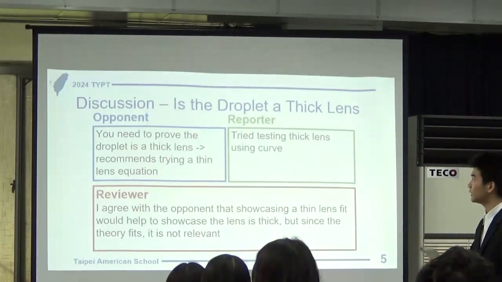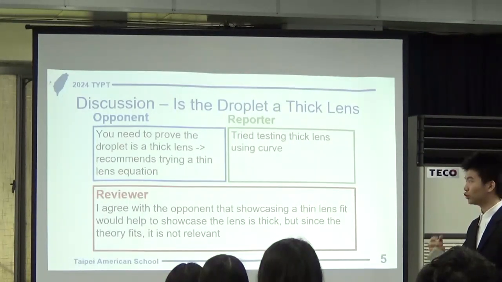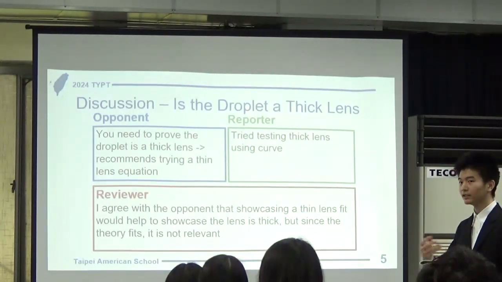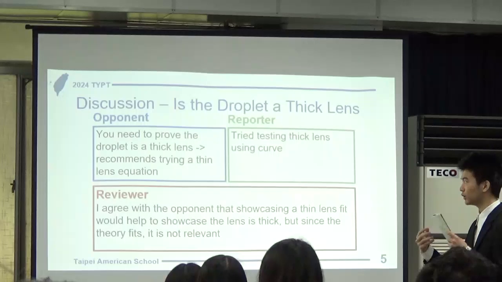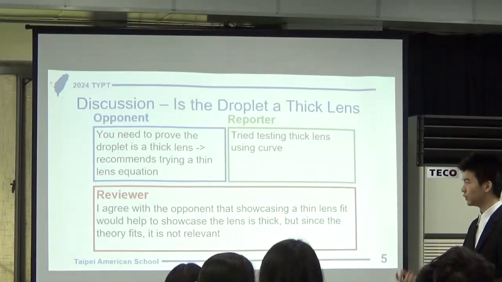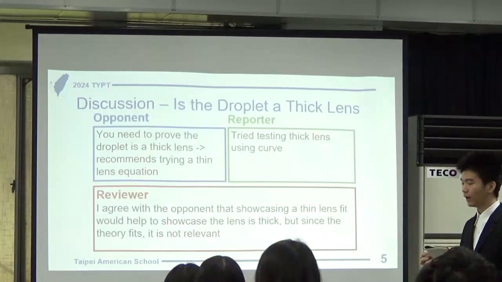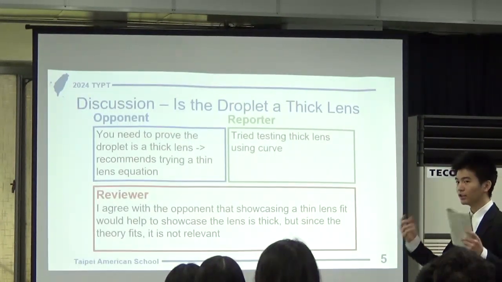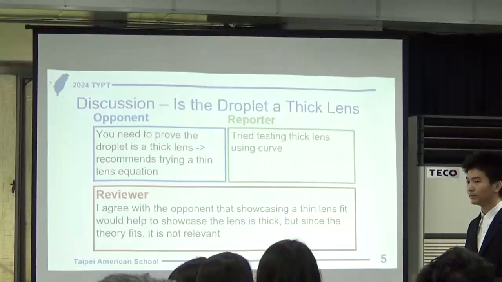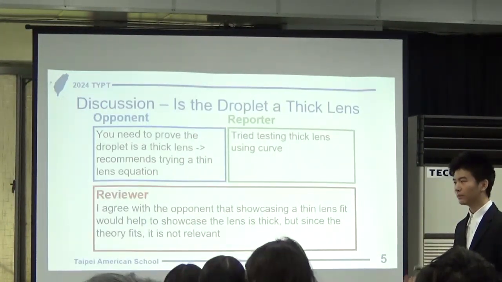So the first discussion was if the droplet was a thick lens. The opponent said that you need to prove that the droplet is a thick lens, and they recommend trying the thin lens equation to showcase that the thin lens equation doesn't work. The reporter said that because they tested the thick lens using the curve matches up, they didn't test the thin lens equation. I agree with the opponent that using a thin lens equation will help clarify this. However, I feel that since the thick lens equation matches the theory, there's no need to test the thin lens equation because the thin lens equation is just an approximation of the thick lens equation.